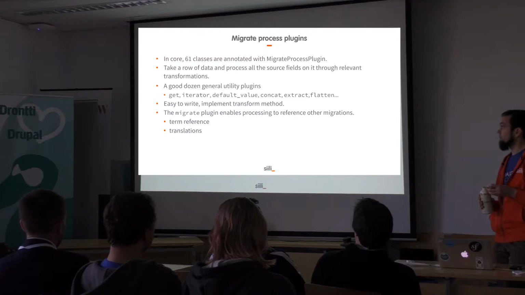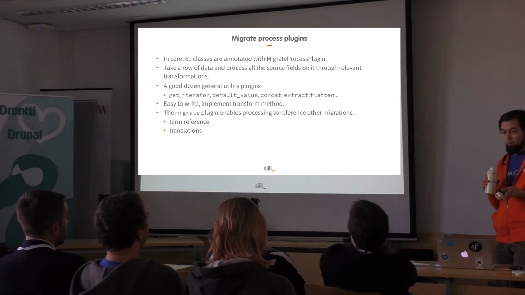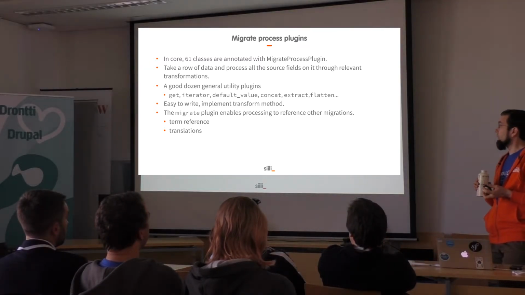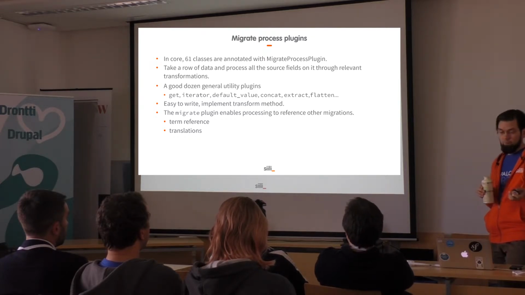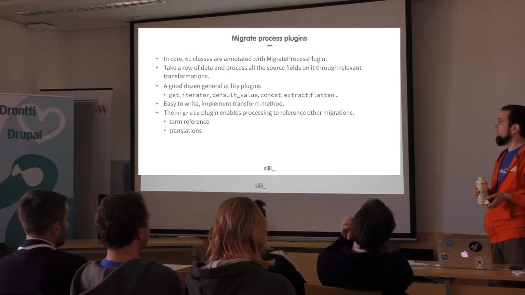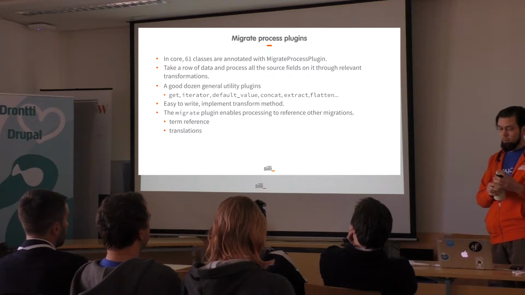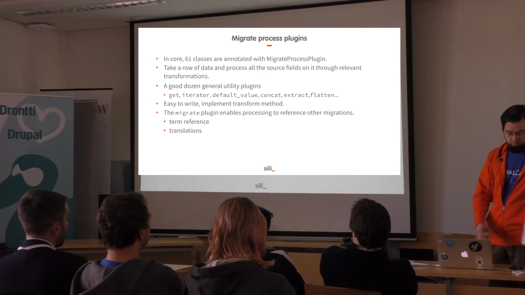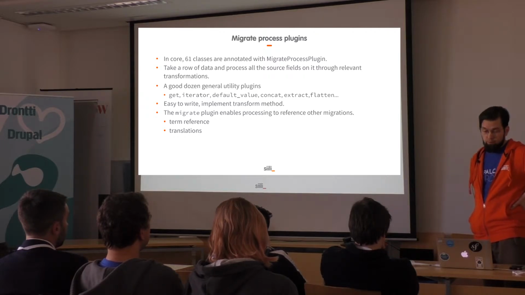There are some examples of process plugins that I have used a lot in a migration that I've been doing. For example, combining fields with concat, putting in default values, processing multiple value columns in a field with the iterator plugin, and especially with custom migrations, process plugins like extract and flatten to deal with arrays coming out of the source data have been really useful.